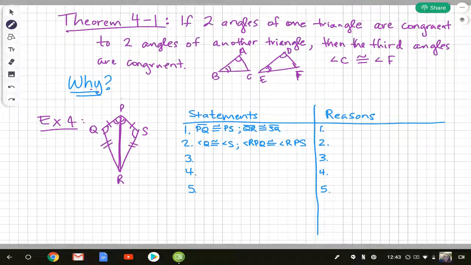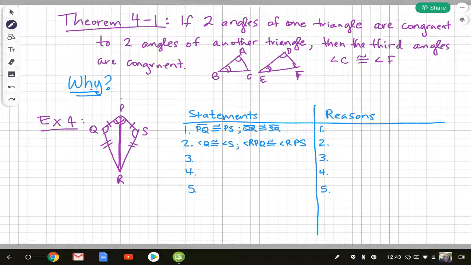Okay. Finally, they give us a little bit of help in trying to determine things a little quicker. Theorem 4.1 says that if two angles of one triangle are congruent to two angles of another triangle, then the third angles are congruent. The third pair is what they're talking about.